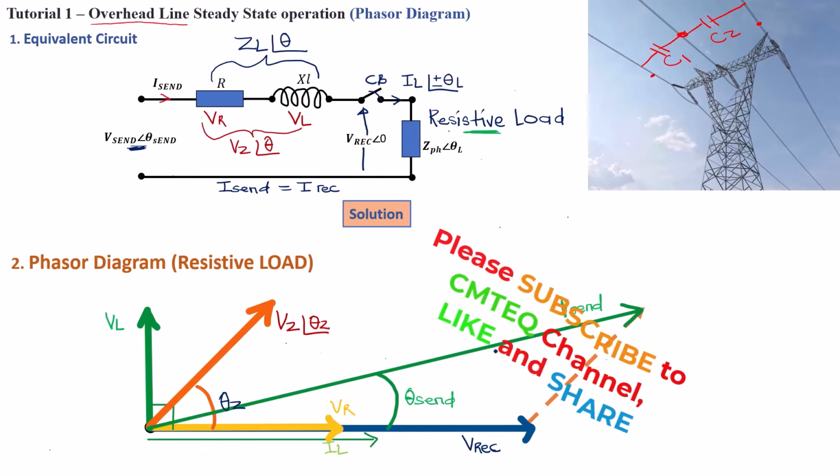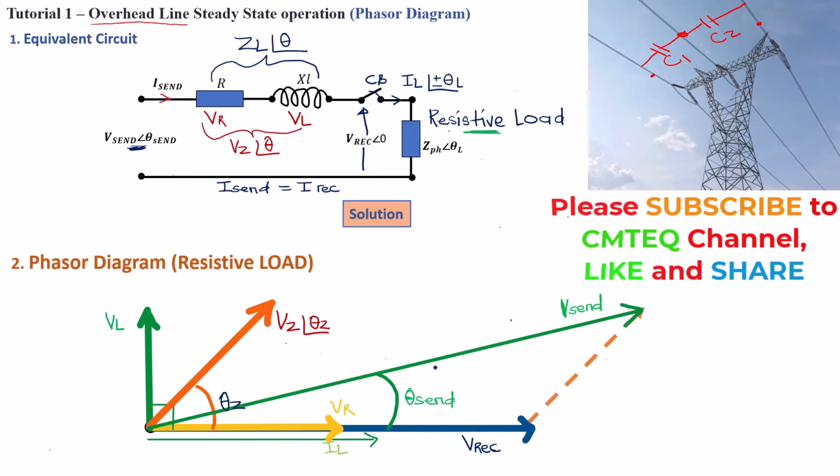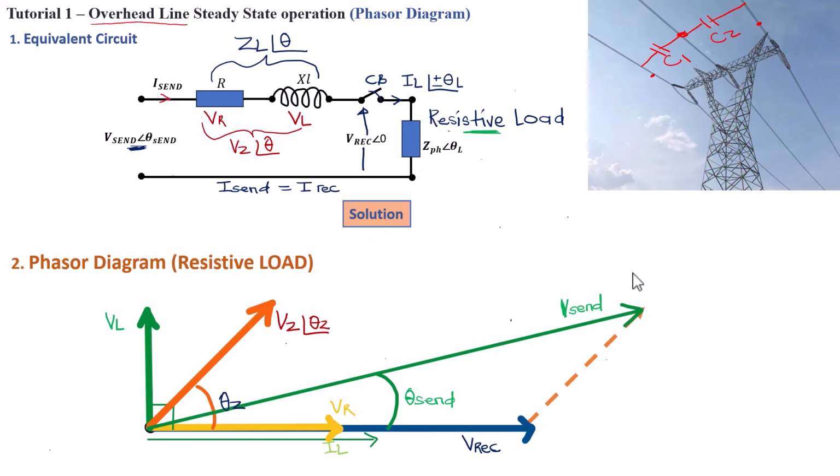So please make sure you tune in, so you can see this is going to be much different for a capacitive load, because now we're not going to have the current in phase with the receiving end voltage. Here IL is in phase because it's a resistive load. But for a capacitive or inductive load, this current will be either lagging or leading the voltage.